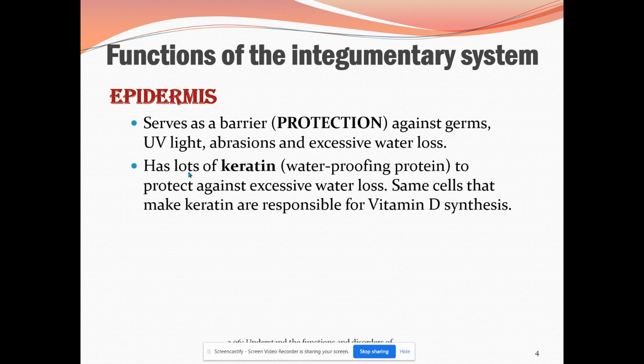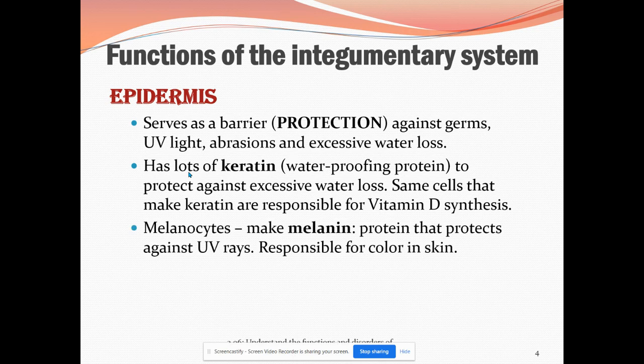But it is water resistant. The same cells that make keratin, called keratinocytes, are the ones that are also making your vitamin D. It also has your melanin.